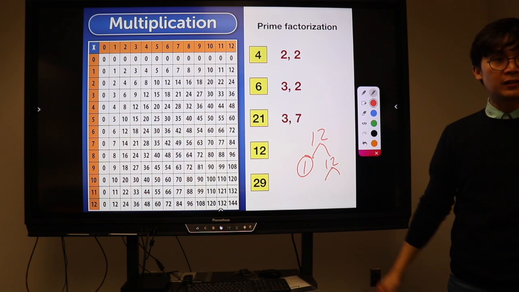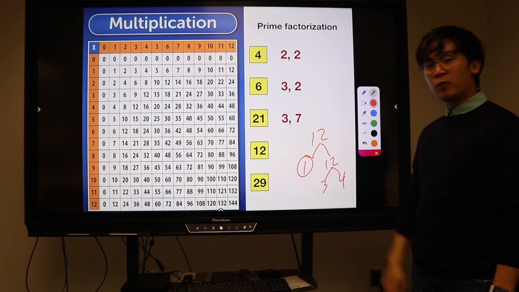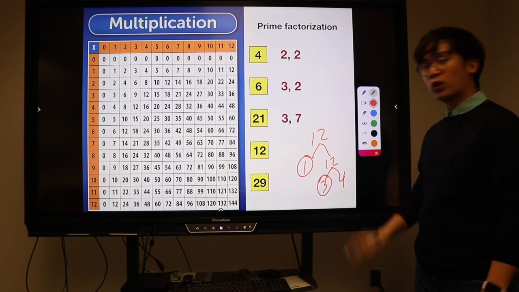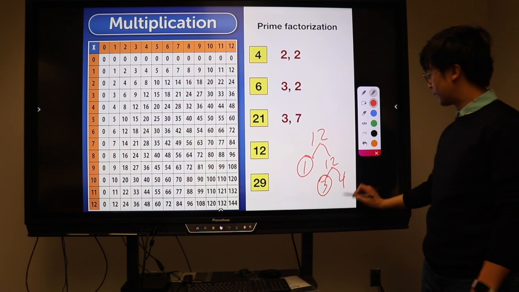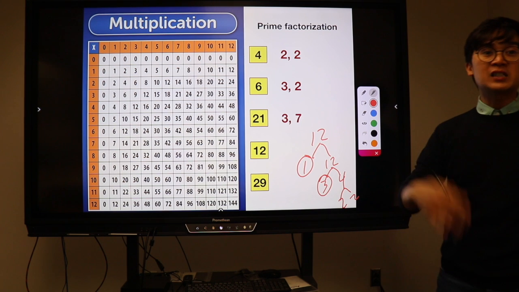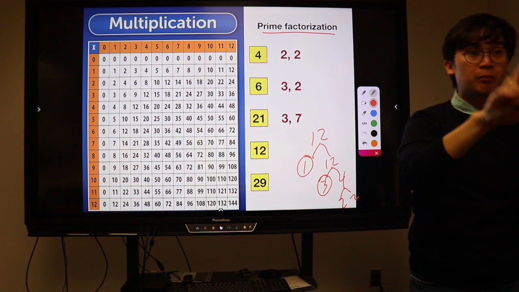Think of another 3 and fact. 3 and 4. Now, is 3 a prime number? Yes. Is 4 a prime number? No. We can still break it apart, right? 2 and 2. And this is what I'm saying, that prime factorization is not limited to only two sets of prime numbers.